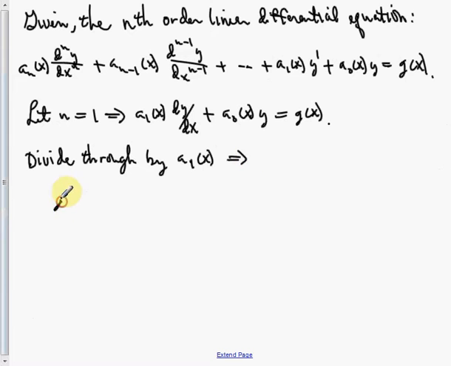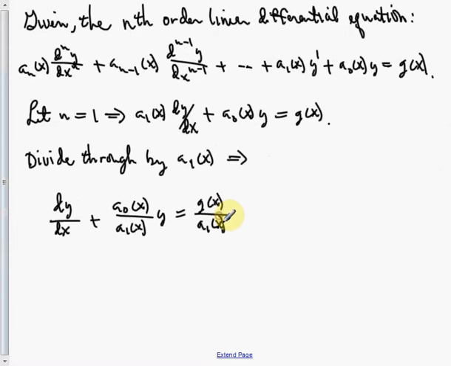So this implies that we have dy over dx plus a naught of x over a sub 1 of x times y is equal to g of x over a sub 1 of x. And indeed, this expression a sub 1 of x is not the zero function.